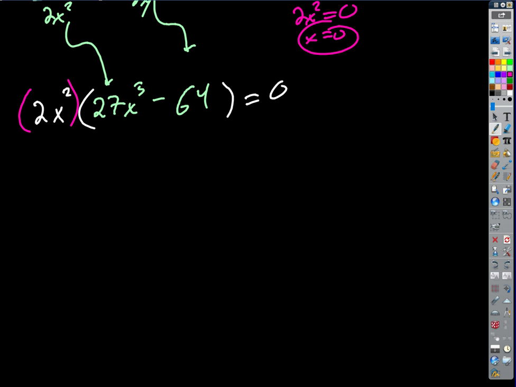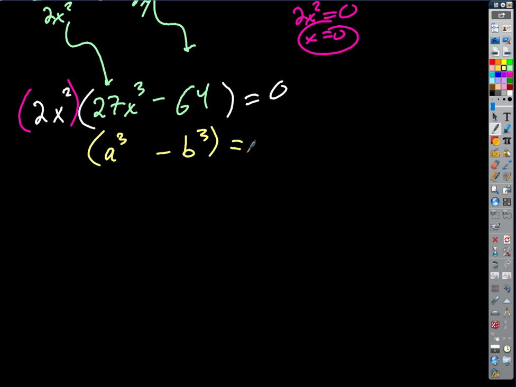Which one of these, and really you want to look at the exponents here, is the one that's going to work? A difference of squares or a difference of cubes? It's got to be a cube because I've got an x cubed. So the pattern we want for this is a cubed minus b cubed.